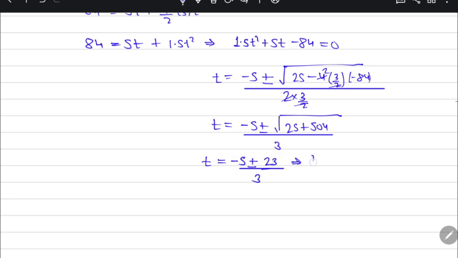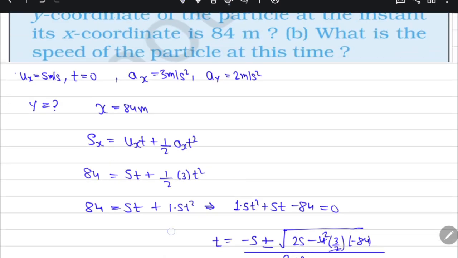3. So t comes out to be, if you take the minus sign, time can never be negative. So if I take positive, minus 5 plus 23 by 3. So here t comes out to be 18 divided by 3, which comes out to be 6 seconds. So t comes out to be 6 seconds.